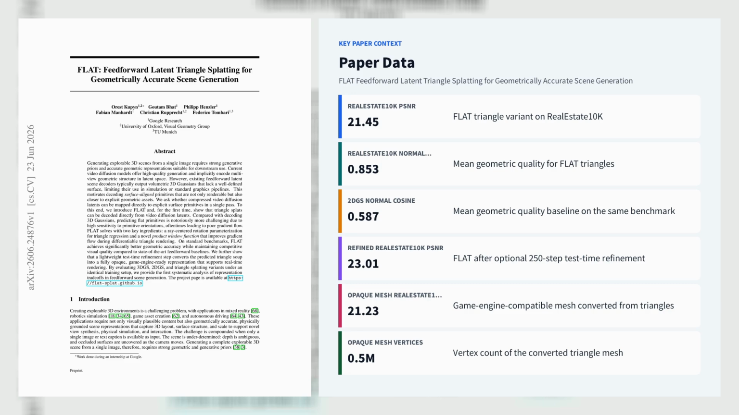more than 7 decibels. The paper also provides a systematic comparison of 3DGS, 2DGS, and triangles under identical latent decoding conditions, showing that triangles trade a small amount of PSNR for substantially sharper, more physically grounded geometry.